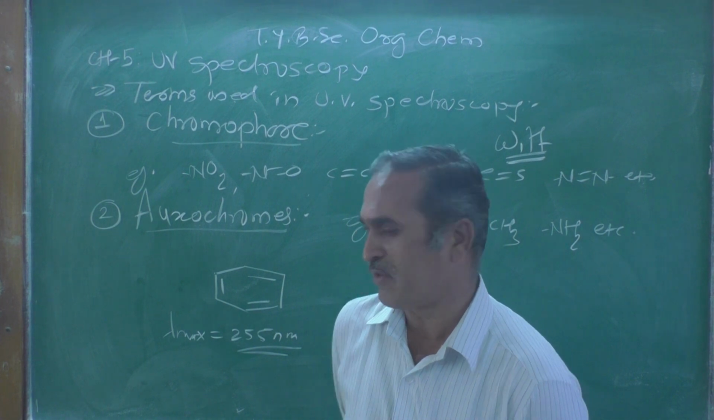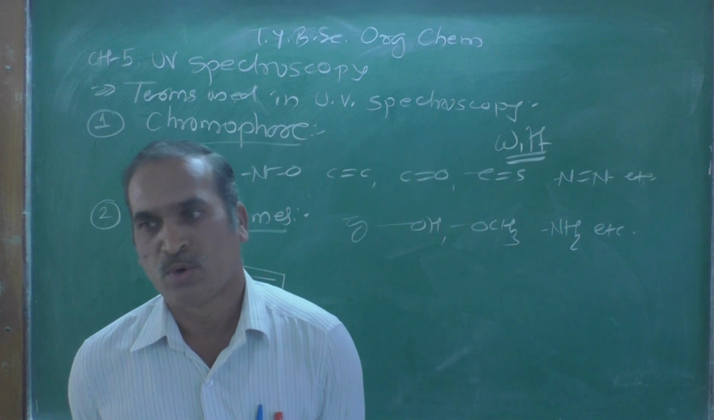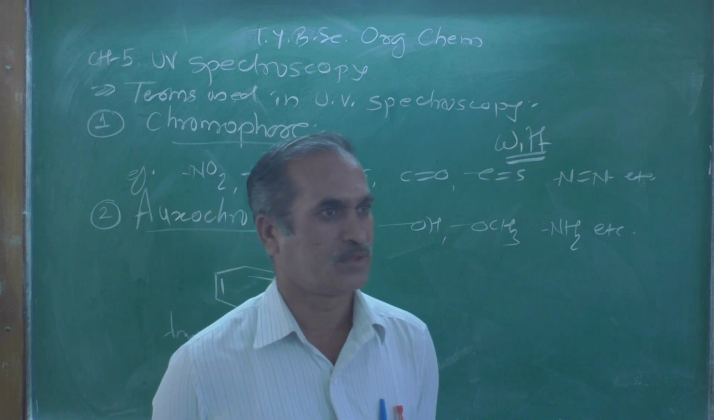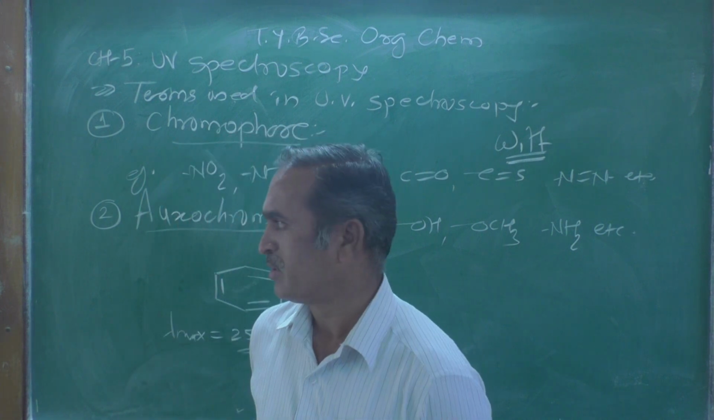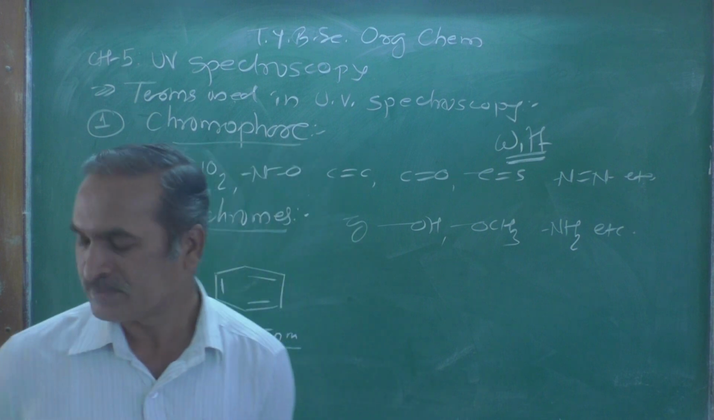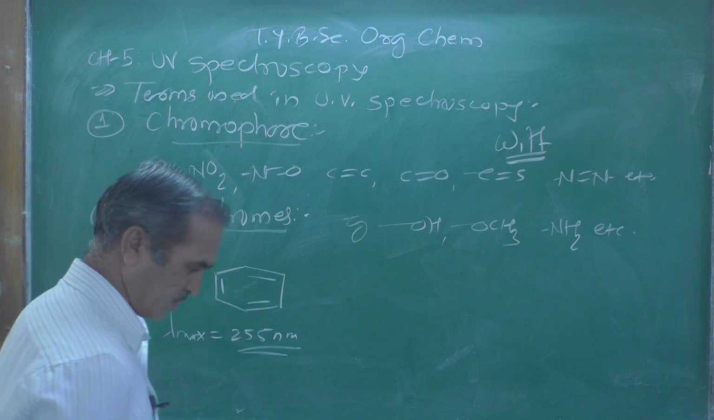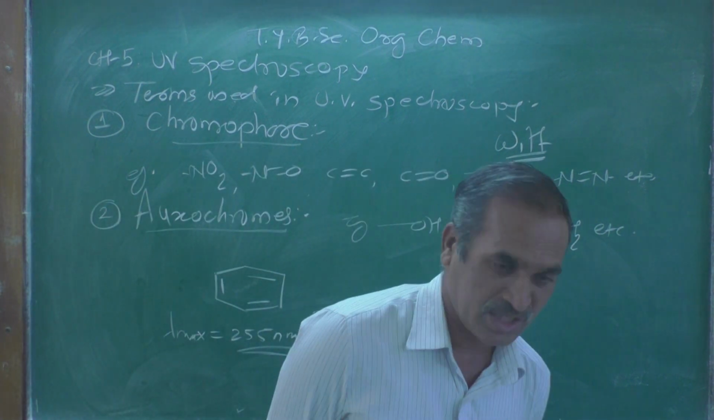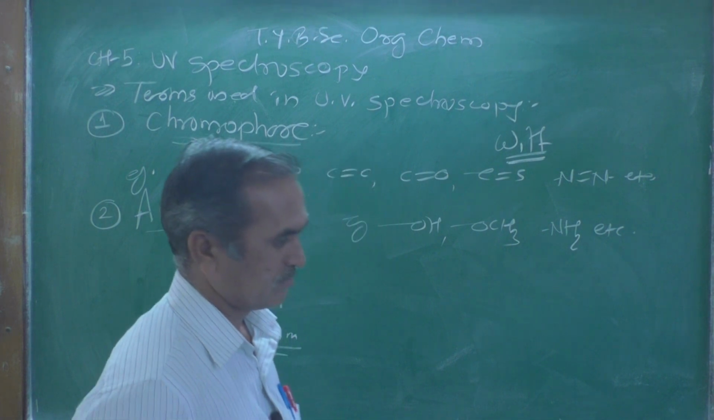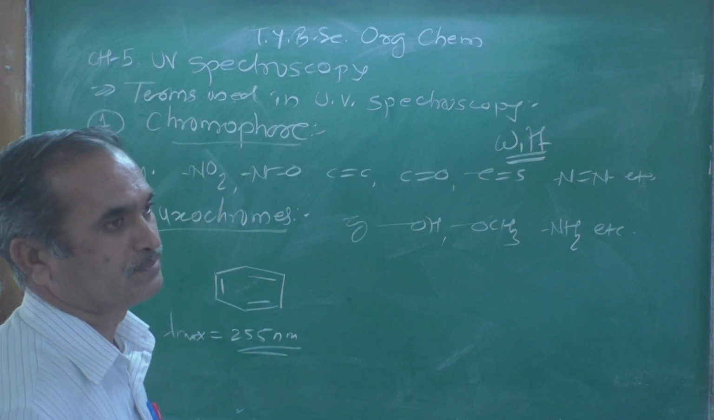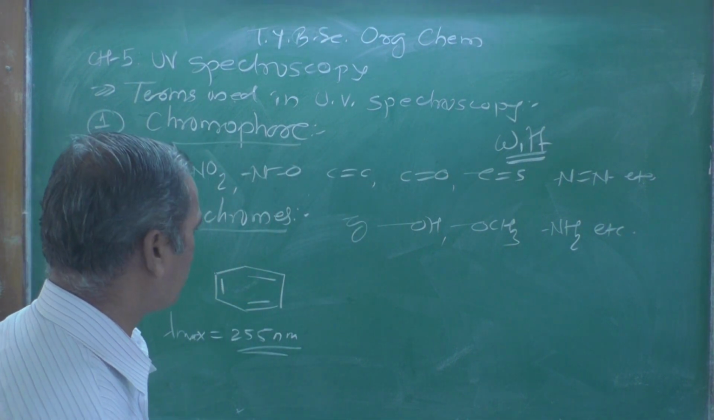We can identify what type of organic compound is present there. So the 255 nanometer peak or the signal or the band corresponds to the benzene moiety.